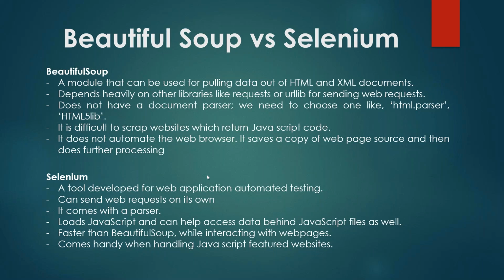So Selenium is a tool developed for web application automated testing. I already told you it is an automation tool. It can send requests on its own, like you are doing in Beautiful Soup with requests.get. You won't be doing that here. Selenium comes with a parser. It breaks code into executable format. Selenium can also work on JavaScript websites. Selenium is faster than Beautiful Soup, and it comes in handy when handling JavaScript-featured websites.